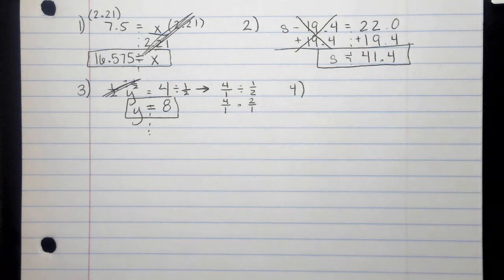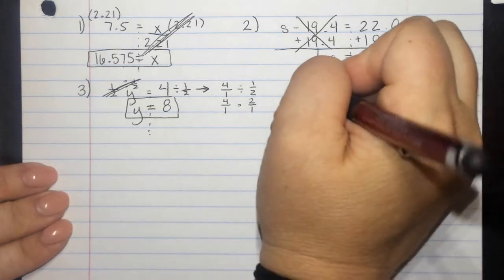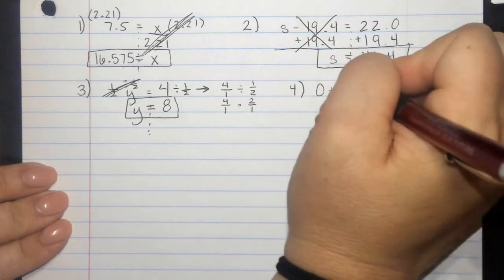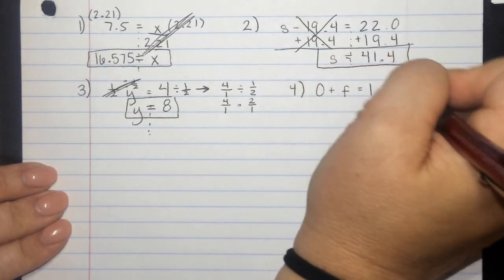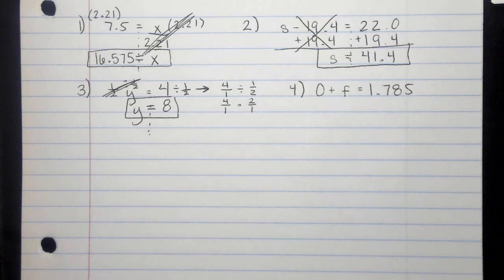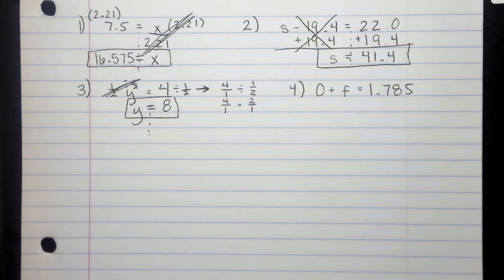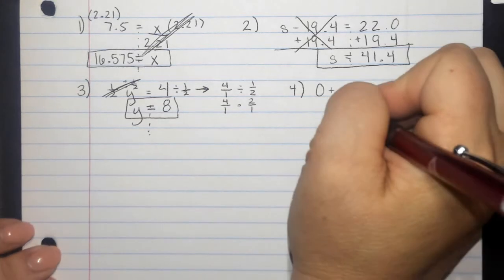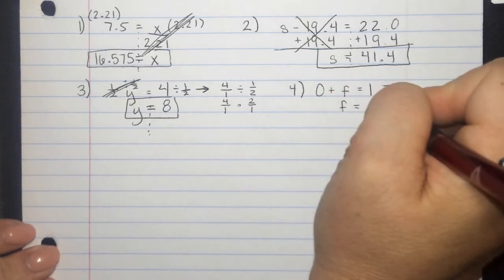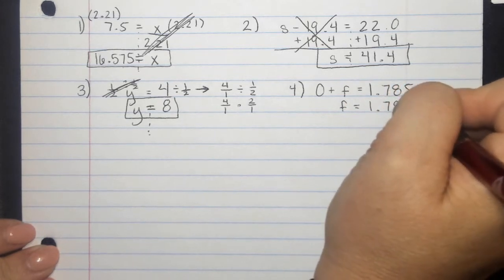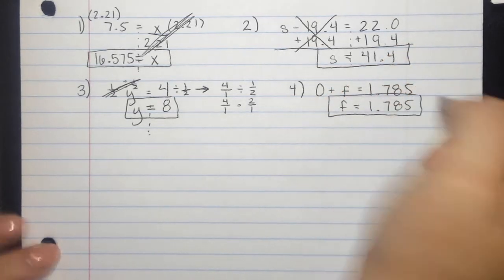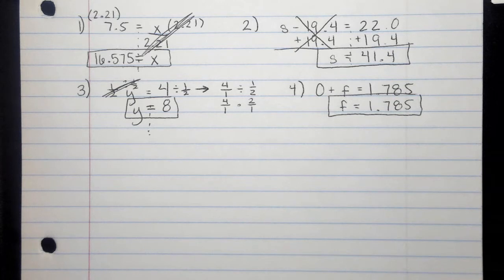So for number 4, we have 0 plus f equals 1.785. Now this one I like because if you're clever, you don't have to do very much work here. Because what does adding 0 do? Nothing. So even though that's a variable, is adding 0 going to do anything to it? No. So I can literally just come up under here and say, okay, f equals 1.785, because 0 plus anything is just that thing.